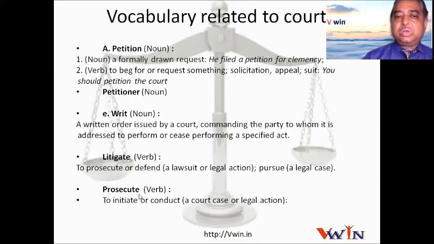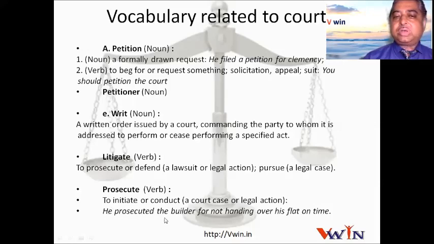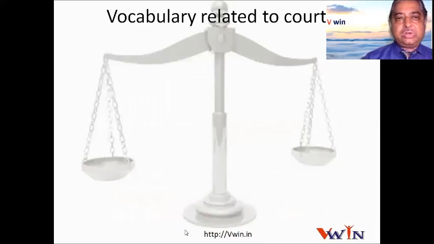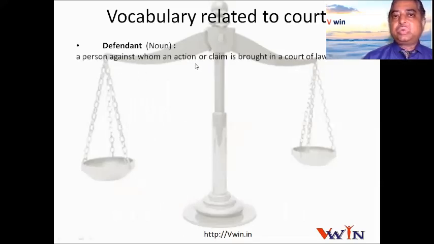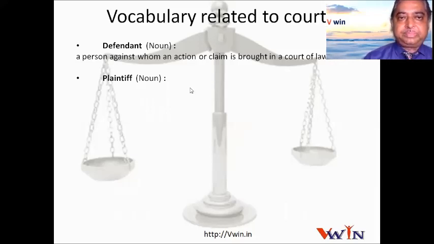Prosecute means to initiate or conduct a court case or any legal action against someone. For example, he prosecuted the builder for not handing over his flat on time. So in this case, this person has initiated a case against the builder. And in this case, the builder is actually a defendant. We'll see later on also. A defendant is a person against whom an action or claim is brought in a court. So in the previous example, the builder was the defendant because the case was initiated against him.